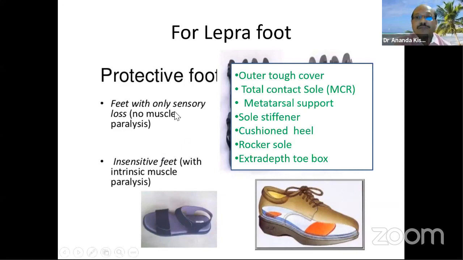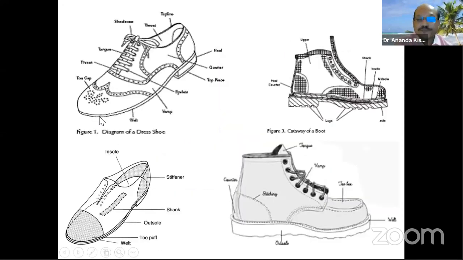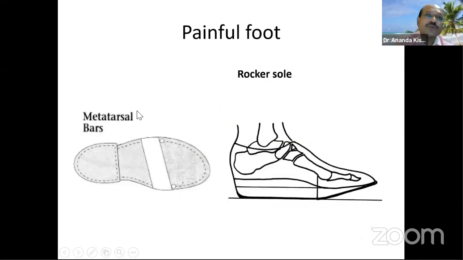So I'm not going into detail on these. I'm going to the painful foot. If there is some pain in the forefoot, we can use the metatarsal bar or the rocker sole. What is the difference between these? Metatarsal bars are basically elevations. Elevations are attached on the sole of the boot.